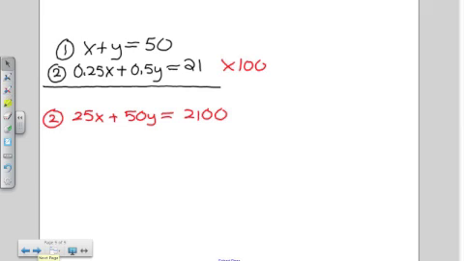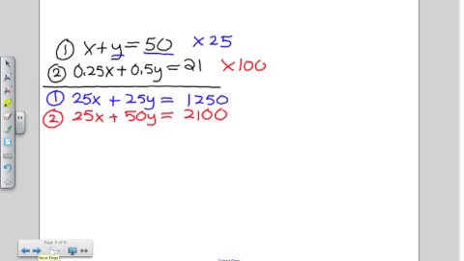Now, just like before, I'm going to go ahead and try to eliminate my x. So I want to aim for another 25x to make it very simple to eliminate. That means I have to multiply all of equation number 1 by 25. So the y multiplied by 25 would be 25y. Remember, whatever you do to the left-hand side, you have to do to the right-hand side as well. So 50 times 25 is going to give me 1,250.